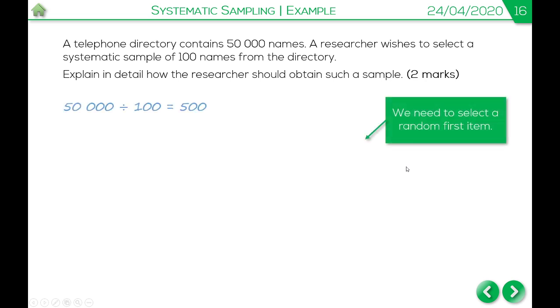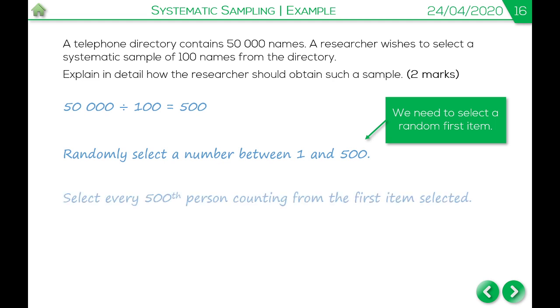Okay, so the calculation you'd want to do is take the amount of items you've got in your population, 50,000, divide it by 100, that gives us 500. That means we want to choose every 500th person. Before we start going every 500th person though, we have to select a first person. So the first thing we've got to do is randomly select a number between 1 and 500. That's going to represent the first person. Once we've got the first person chosen, we then choose every 500th person, counting on from the first item we selected. So choose the first item using a simple random sample, and then after that choose the people systematically.